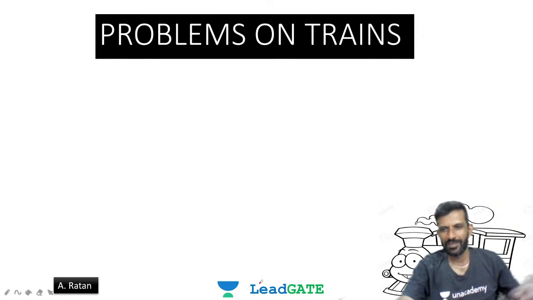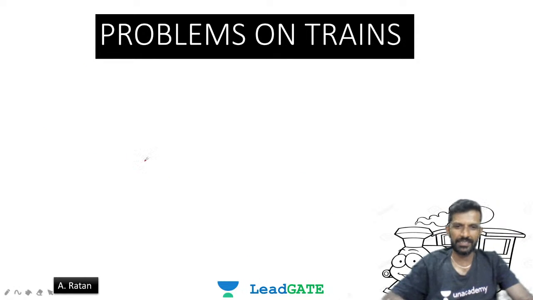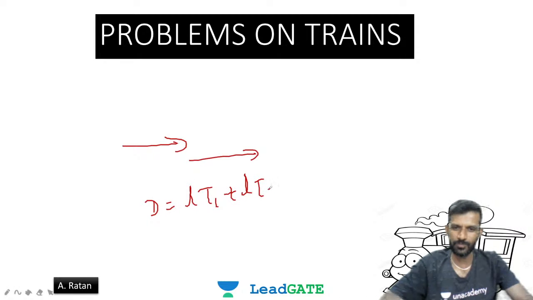So anyhow, moving further now, if a train is trying to cross another stationary train, standing train, so stationary train is same like platform. So distance what will do? Distance will take length of train 1 plus length of train 2.